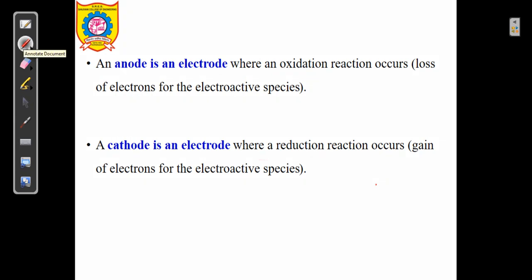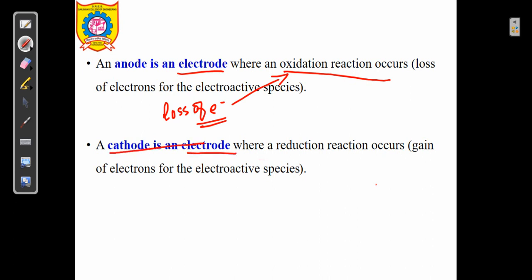An anode is an electrode where an oxidation reaction takes place. It means there is a loss of electrons. The cathode is an electrode where the reduction reaction takes place. It means there is a gaining of electrons. So the anode is the loss of electrons, and the cathode is the reduction reaction, the gain of electrons.